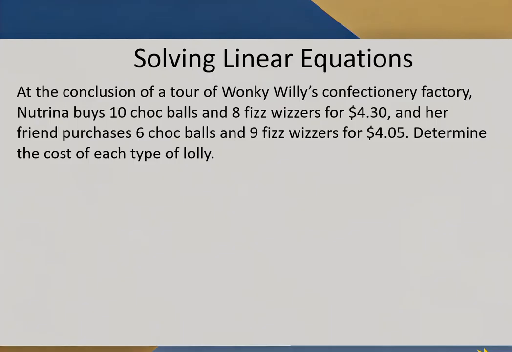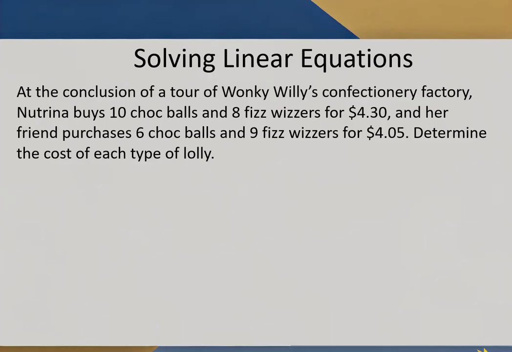So, first equation. At the conclusion of a tour of Wonka Willie's confectionery factory, Neutrina buys 10 shock bowls and 8 fizz whizzes for $4.30, and her friend purchases 6 shock bowls and 9 fizz whizzes for $4.05. Determine the cost of each type of lolly.